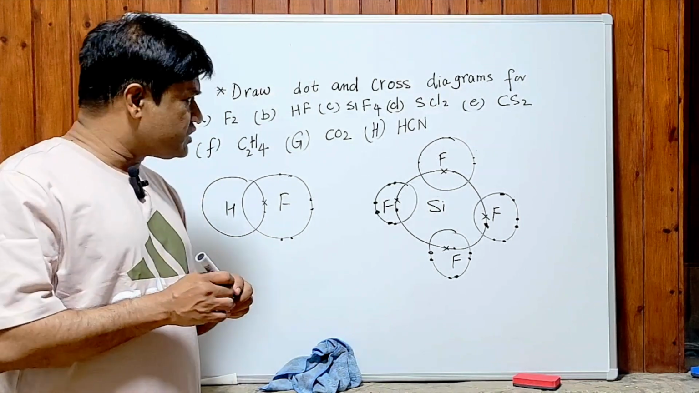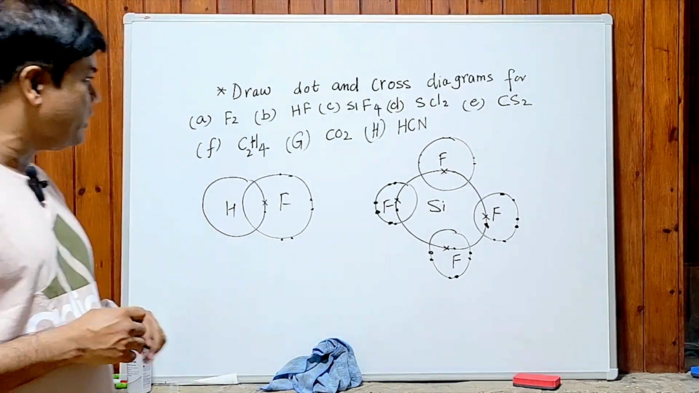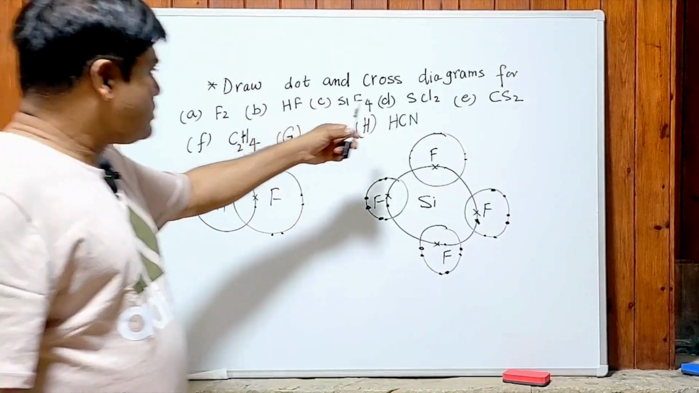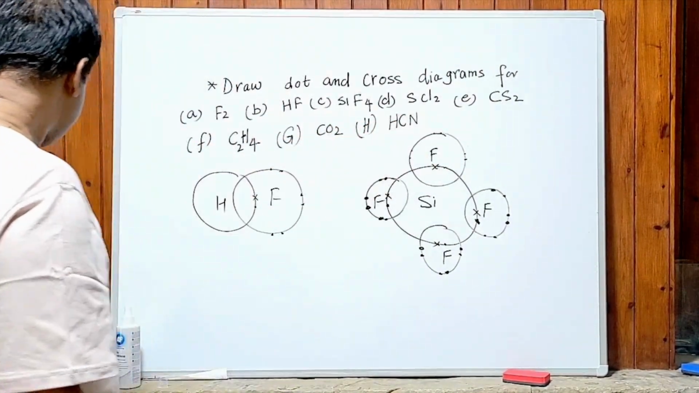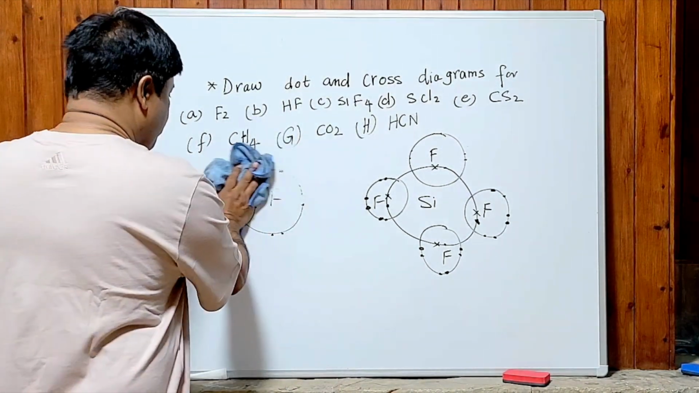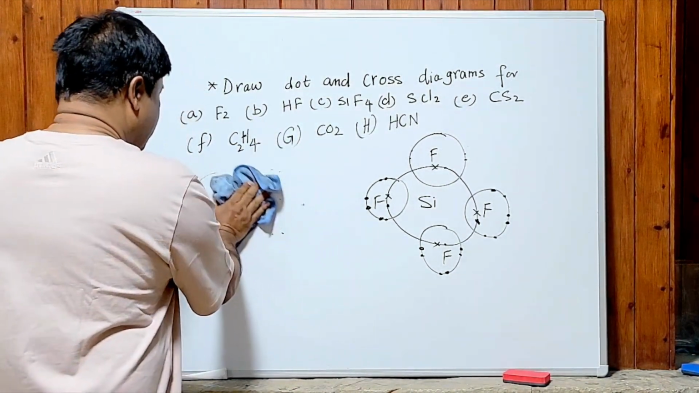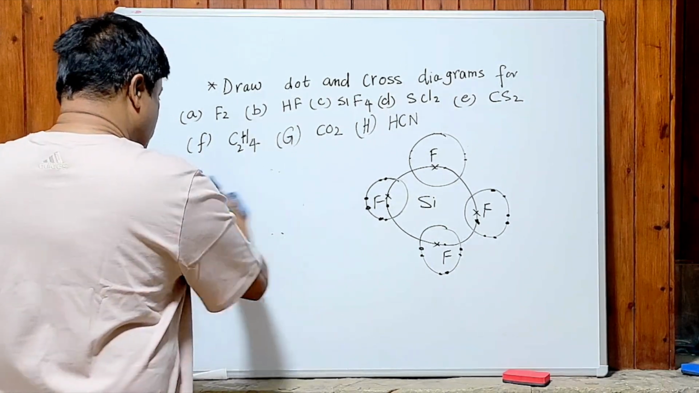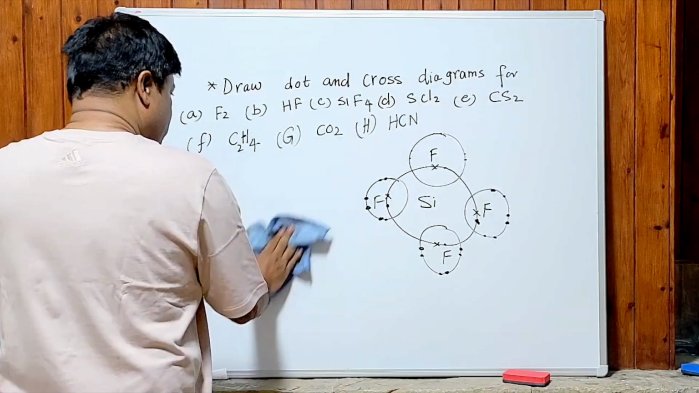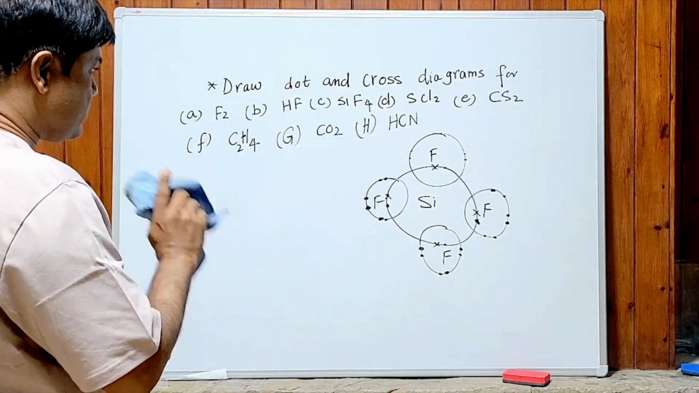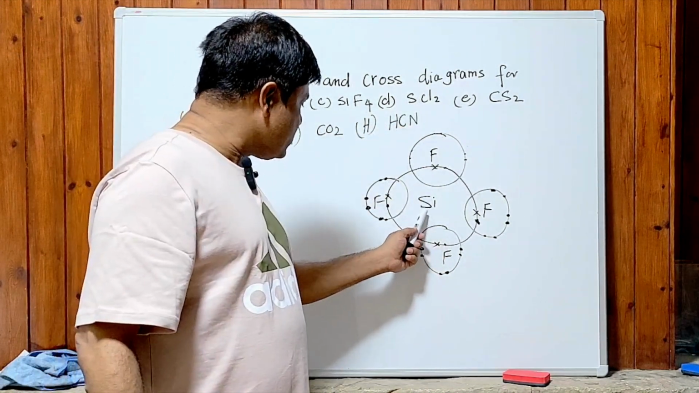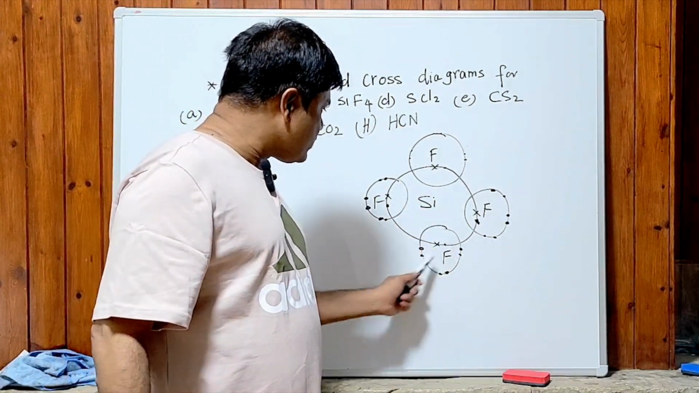Now, sulfur dichloride, SCl2. Sulfur dichloride. Check. Sulfur is from group 6. What does it mean? It has 6 electrons in its valence shell. So draw 6 electrons for sulfur. Sulfur is the central atom for SCl2. Silicon is the central atom for SiF4.